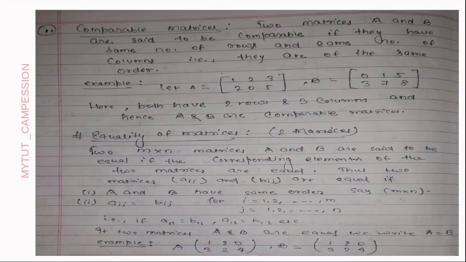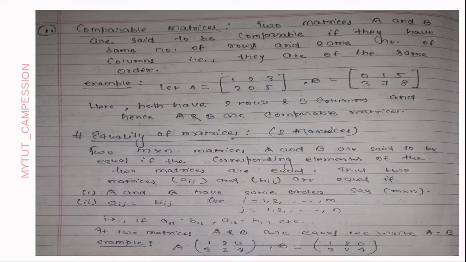Now we will discuss comparable matrices. Two matrices A and B are said to be comparable if they have the same number of rows and the same number of columns. You can easily understand a comparable matrix by this word, comparable. Here we compare one with another.